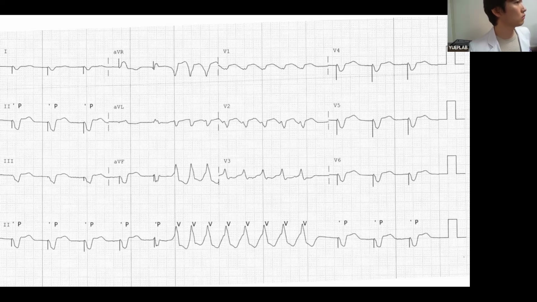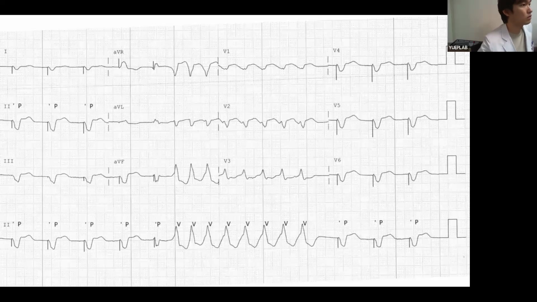I don't see any P wave. So, yeah, it looks like a P wave, but I'm not sure. And what is the baseline rhythm? Not the tachycardia rhythm. Baseline rhythm. It's paced rhythm, right? And which point is unusual?